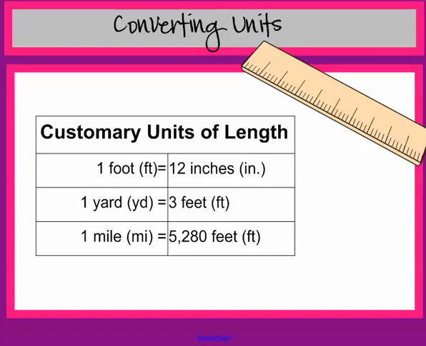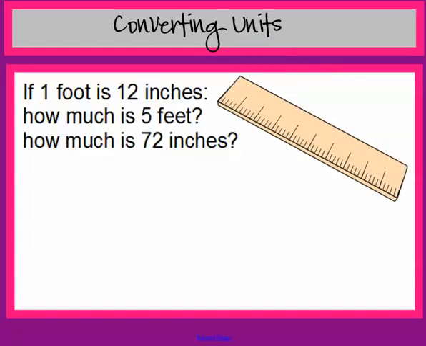All right, let's do a problem that involves customary units of measure. If we know that 1 foot is 12 inches, how much would be 5 feet? So how many inches would be in 5 feet? So let's set up that proportion. We know that 1 foot is 12 inches. And we want to know how many inches are in 5 feet. So we'll use that factor of times 5. And 12 times 5 is 60. So we know we're looking at 60 inches.